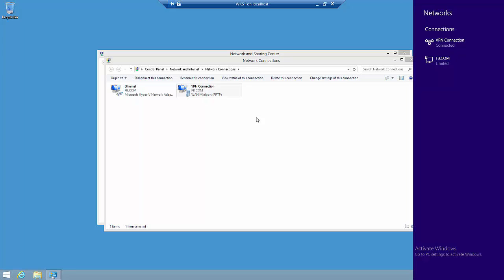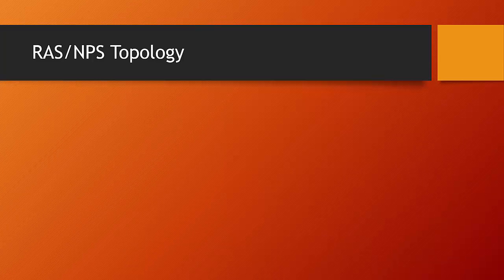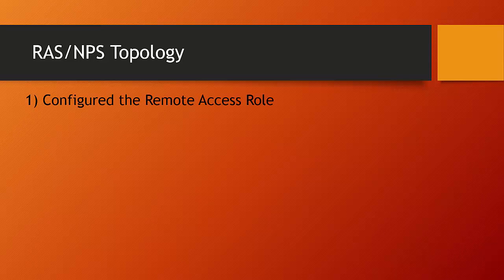So, what have we done so far? Well, so far we have done two things. The first thing we did was install and configure the Remote Access Server role. I'd already installed the role feature, but then we used the Routing and Remote Access Console to configure the wizard to start the service as a VPN server.